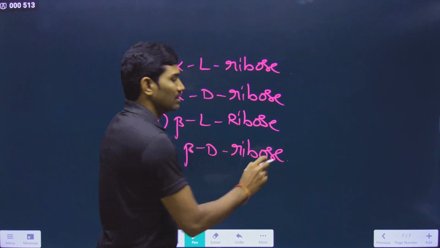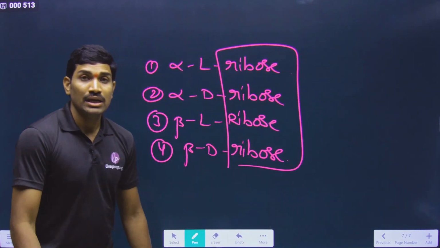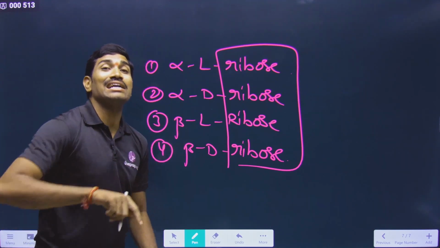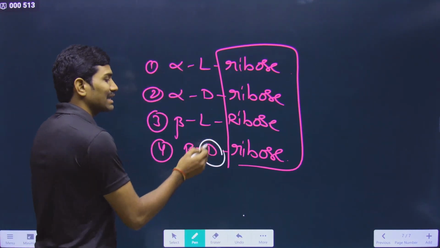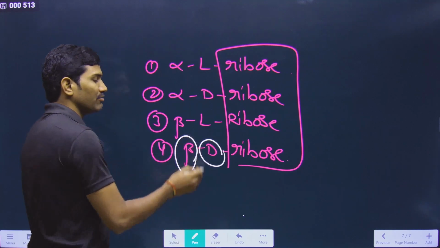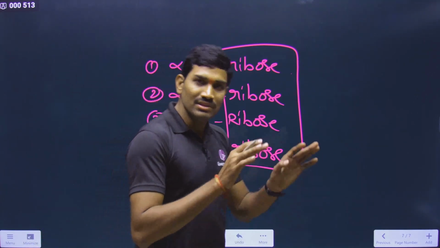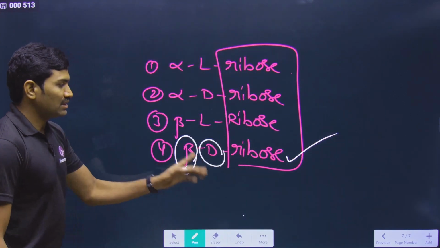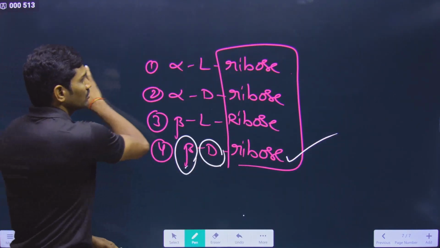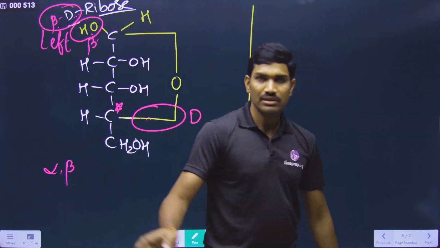Please remember, RNA is having ribose, fine, very good. Ribose is there every time. But what type of ribose is exactly present? This is important. Capital D and beta form. So beta capital D ribose. This is the ribose that is present in RNA. Please understand this. Understood or not? So that's why we are writing about this one. Nice.